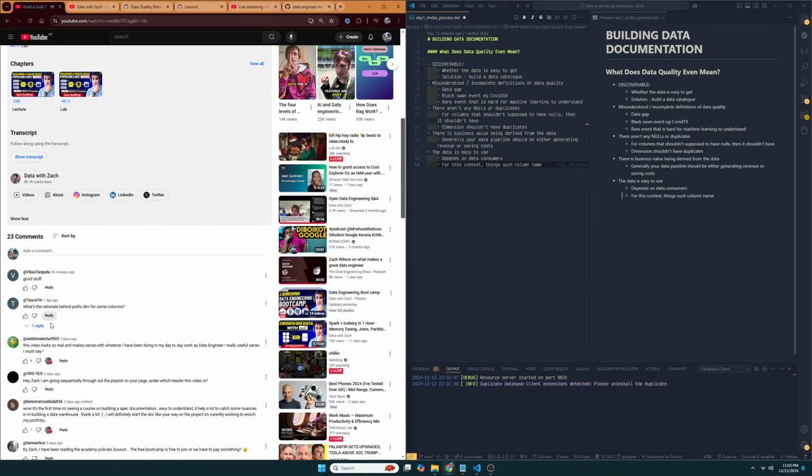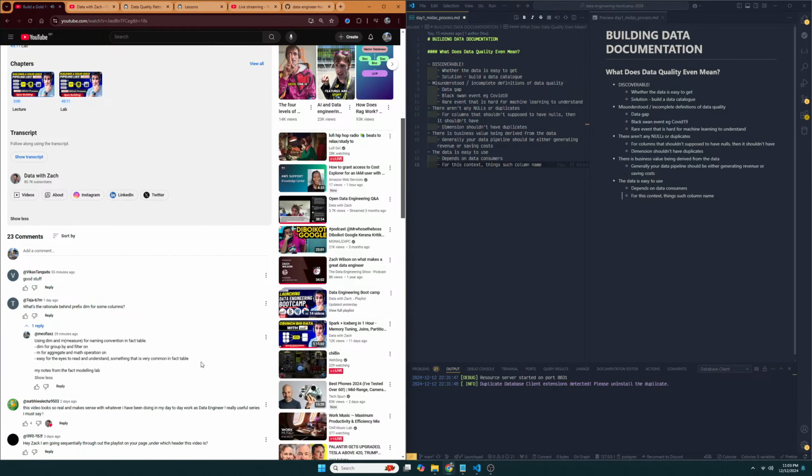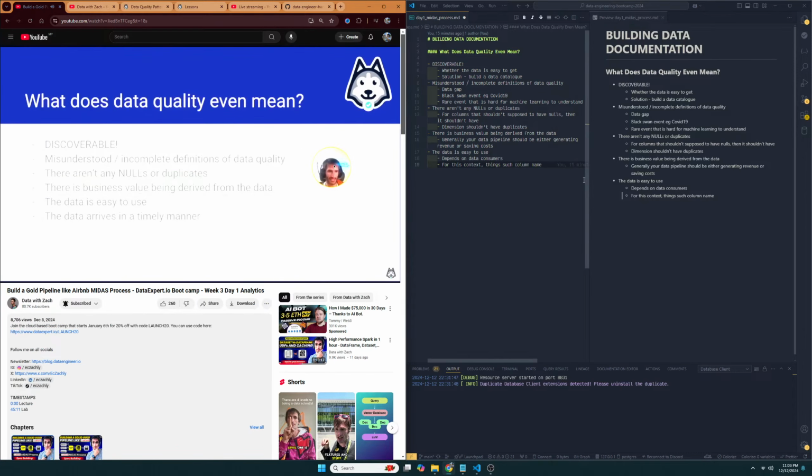I would hope that naming convention gets more adopted across industry, but some people are different. They like to use other things, and some people think that's excessive. Just put dim in the table name and then you're good to go. There's a lot of debate on the way to actually name your columns. We're going to cover that in another slide. And the last thing here is the data arrives in a timely manner.